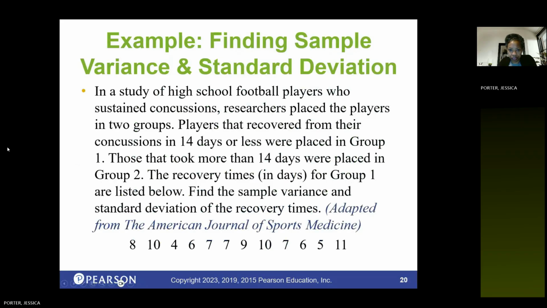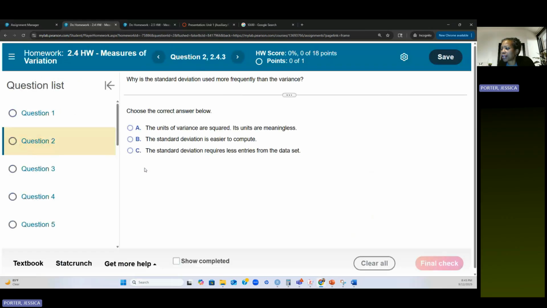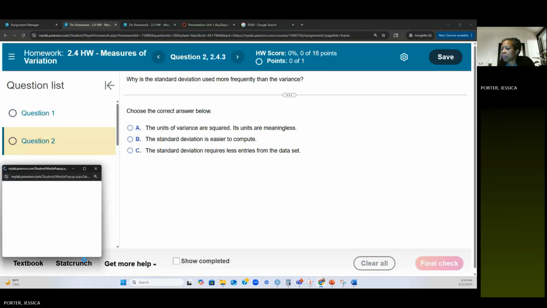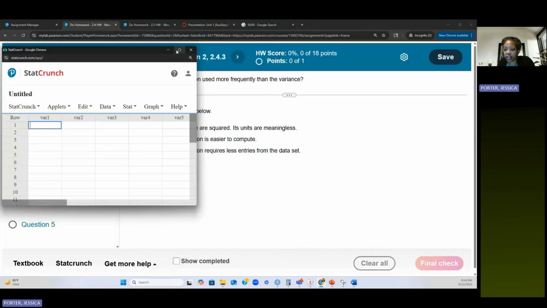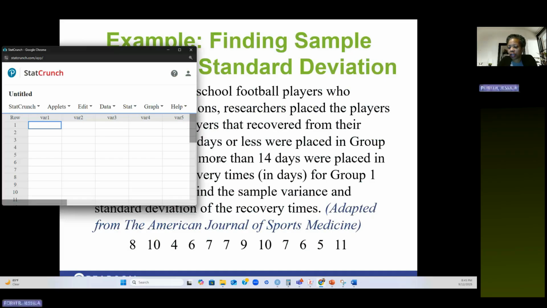Let's go over to the homework, and this is 2.4. I'm just going to open up a question so I can open up StatCrunch so we can kind of look at this data set. Eight, 10, 6, 7, 7, 9, 10, 7, 6, 5, 11.